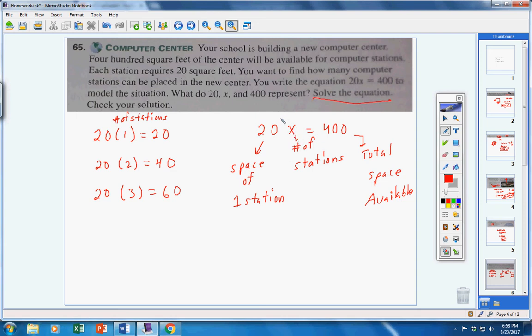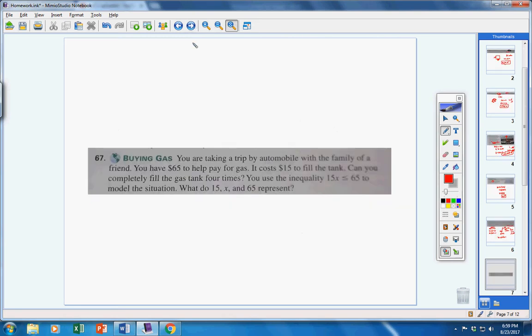Well, the answer is 20, because 20 times 20 is 400 square feet. So here's the space of one station. 20 times 20 stations equals 400 square feet. So the answer is 20. I will have the space available for 20 stations, because each station is 20 square feet, and 20 times 20 is 400. Alright, let's try another one, 67.